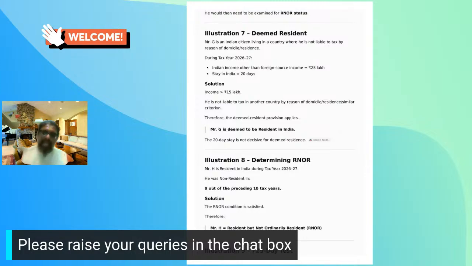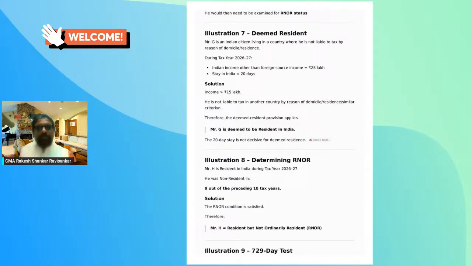Next, illustration 8, determining the resident and not ordinarily resident provisions. Mr. H is a resident in India during tax year 2026-27. He was a non-resident in 9 out of 10 preceding tax years. So the RNOR condition is satisfied. So he is a resident but not ordinarily resident.